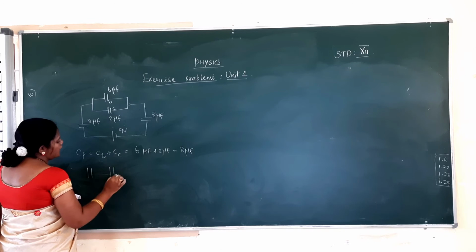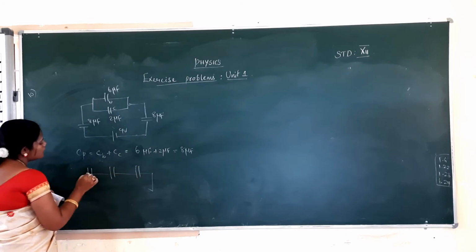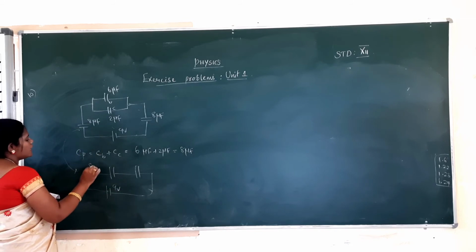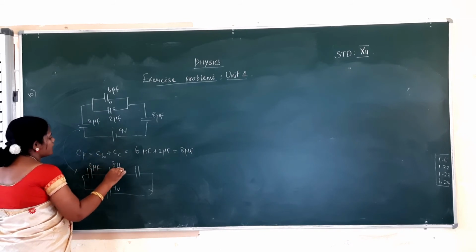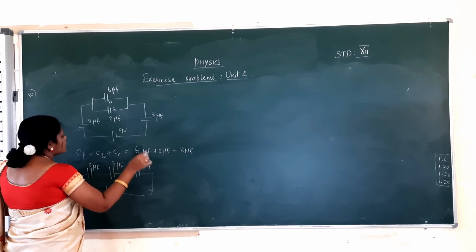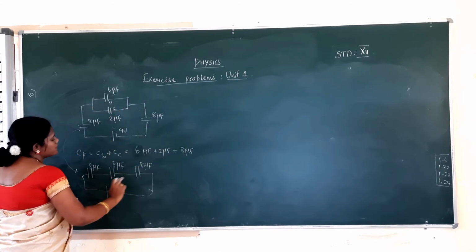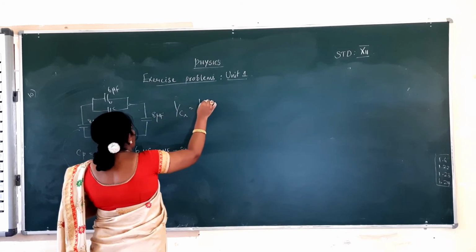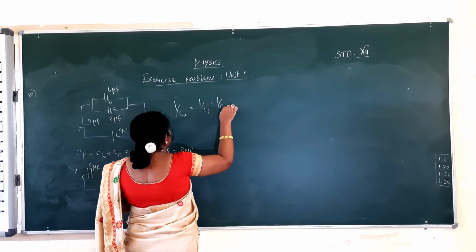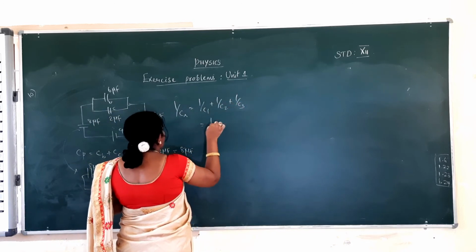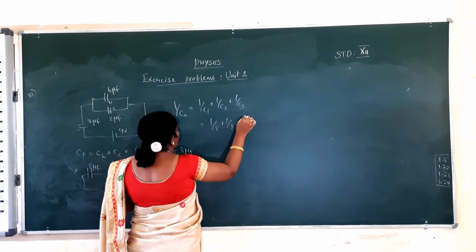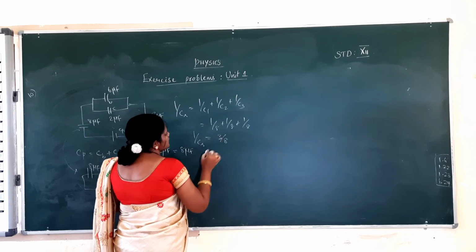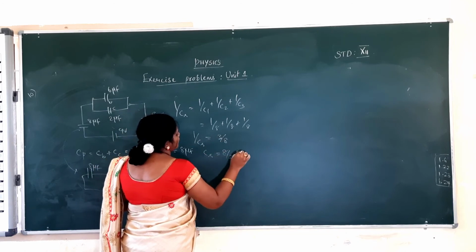8 microfarad, 8 microfarad and 8 microfarad will be connected to the 9-volt battery. This diagram will be changed. They will be connected in series. Series means 1 by CS is equal to 1 by C1 plus 1 by C2 plus 1 by C3. So 1 by 8 plus 1 by 8 plus 1 by 8. So 1 by CS is equal to 3 by 8. So CS is equal to 8 by 3 microfarad.